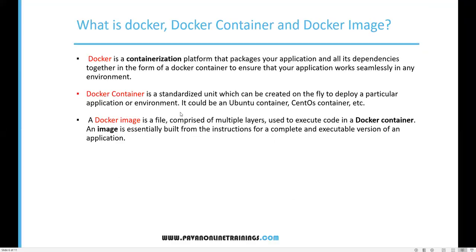Now, Docker container, as I just told you, is a standardized unit which can be created on the fly to deploy a particular application or environment. It could be Ubuntu, CentOS, Windows, or Mac, anything. So a Docker container is a kind of unit in which we can do the configuration. It will be created on the fly by using Docker. As I said before, a container doesn't have an operating system of its own, right?